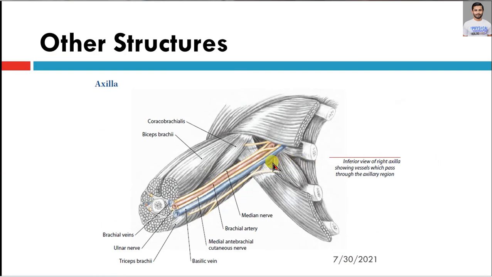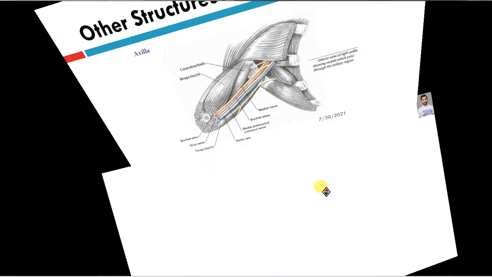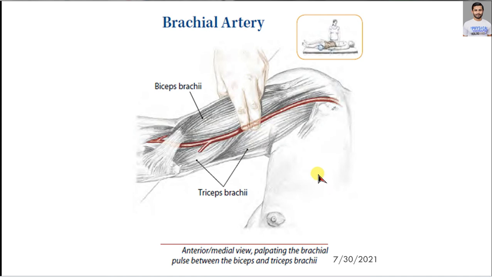A few other structures you can see again are the neurovascular bundle, the median nerve, and the brachial artery passing through this region. It can be compressed against the humeral shaft, and you can also see the basilic vein and similar structures like the ulnar nerve. The brachial artery is clinically important because you can feel for the brachial pulse over here, and you can also apply pressure if there is bleeding distal to the site.